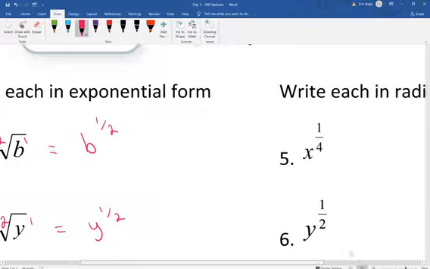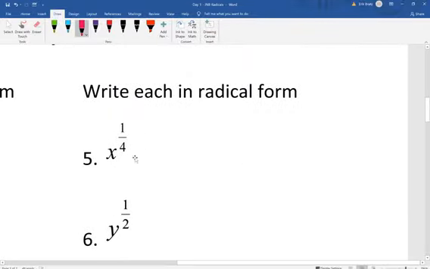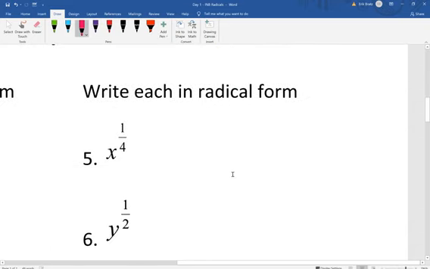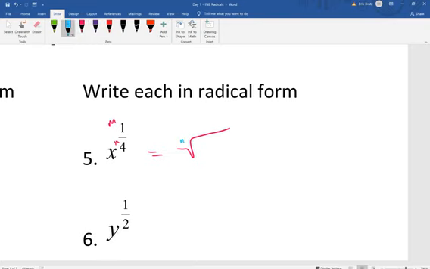So I have a bunch of expressions in exponential form, and this models very closely what we have up here in this little formula. A to the m over n is equal to the n on the outside with m on the inside. So this is m, this is n, and the form is n on the outside, m on the inside. So I will have the square root of 4 x to the first power. But because we don't like to write those invisible numbers, I'm just going to say x, and we're done with the problem.